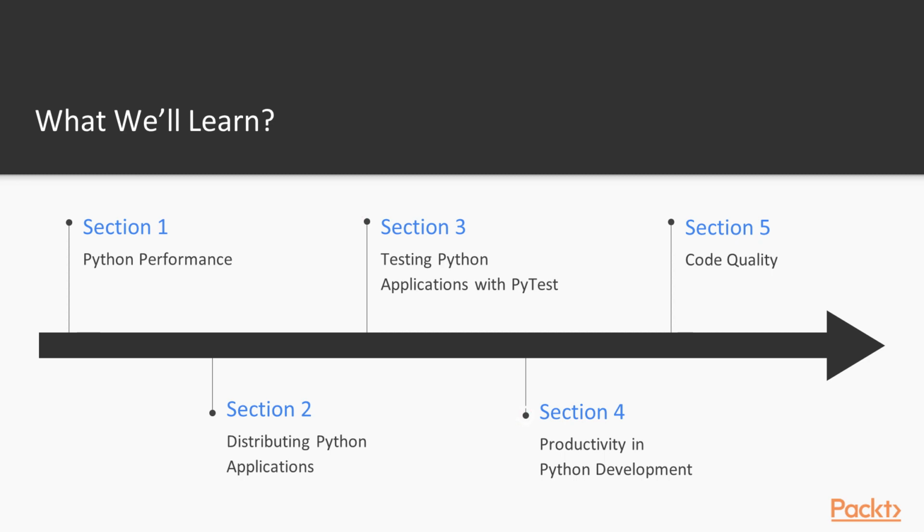The fourth section will be dedicated to productivity and the issues that we might face as Python developers and the tools that we use to overcome them. And the last section of the course is code quality. In this section, we will learn how to use the tools to find errors in our applications early in the development cycle. This includes linting, static code analysis, and type checking, so it's going to be really interesting.